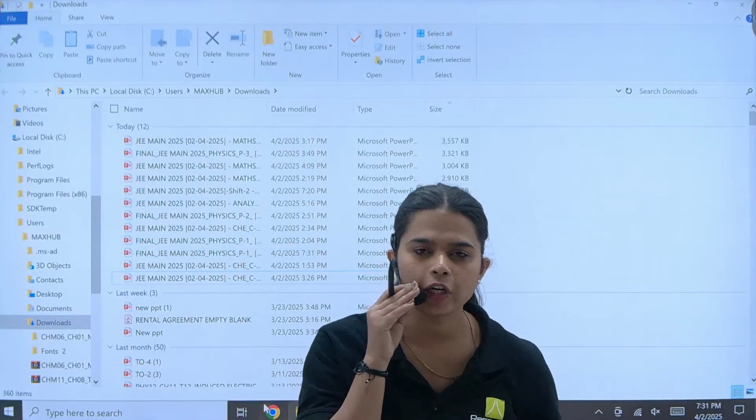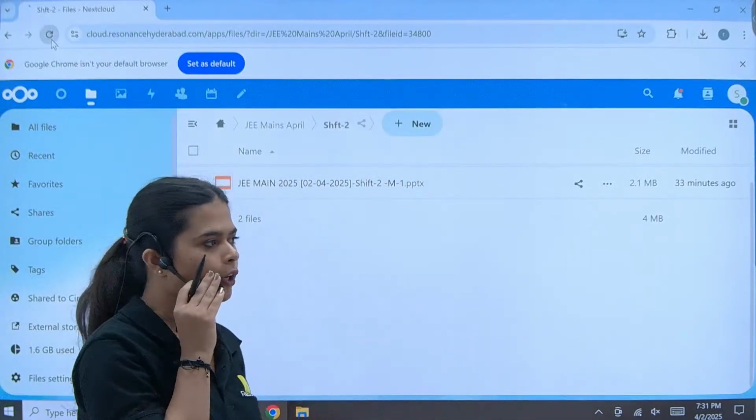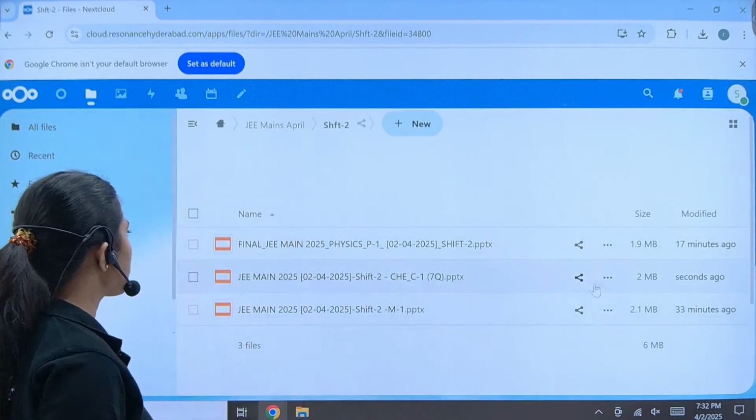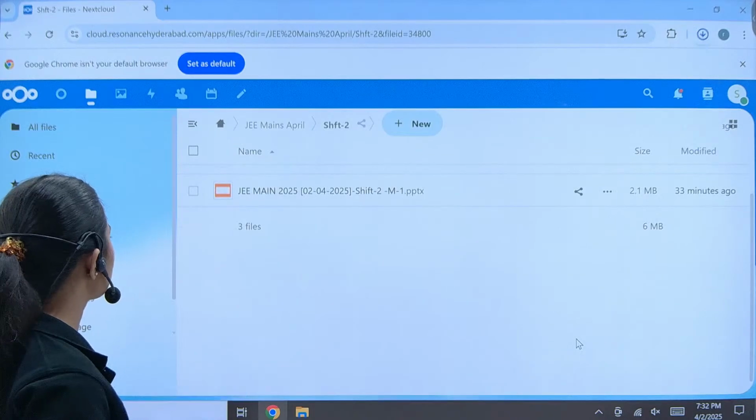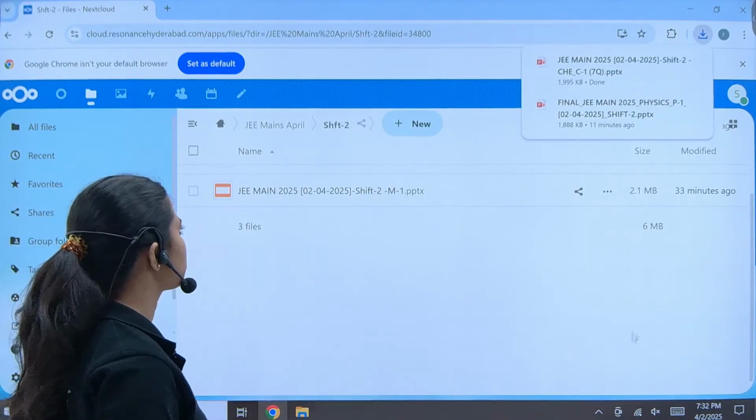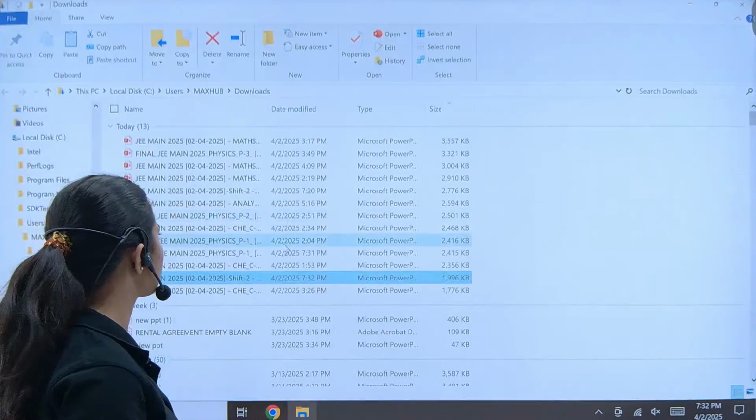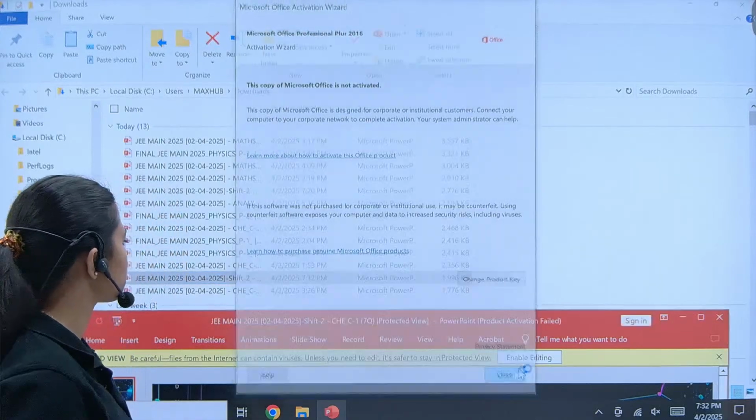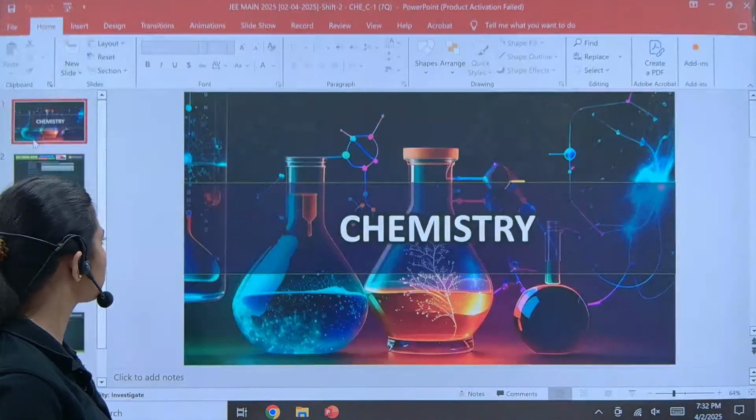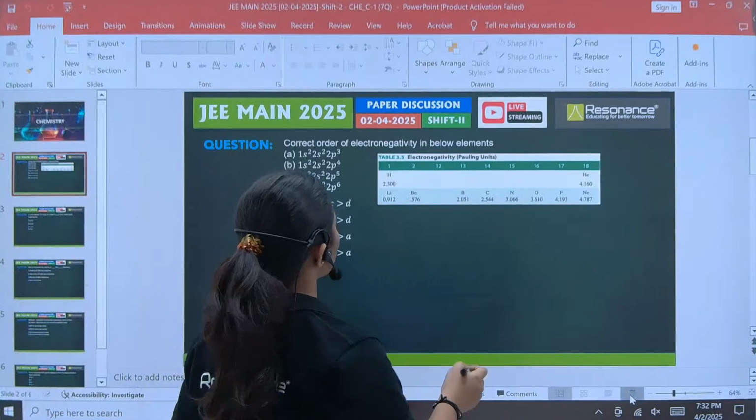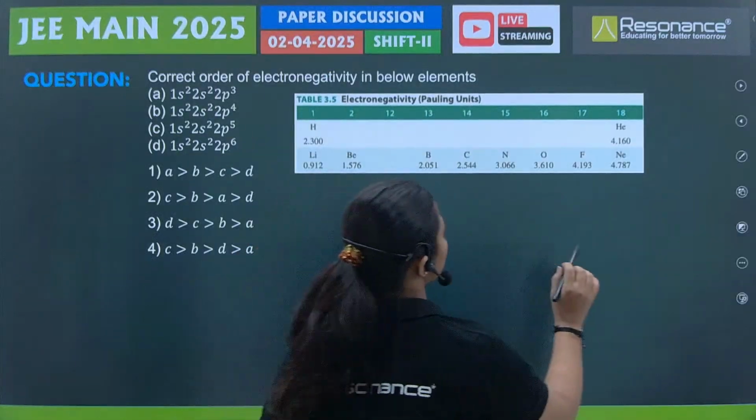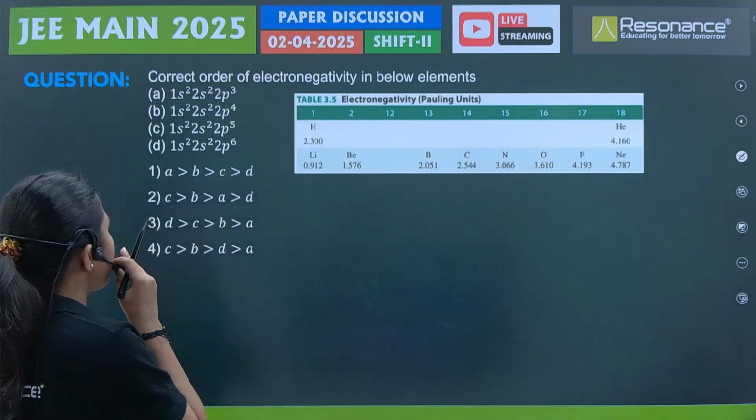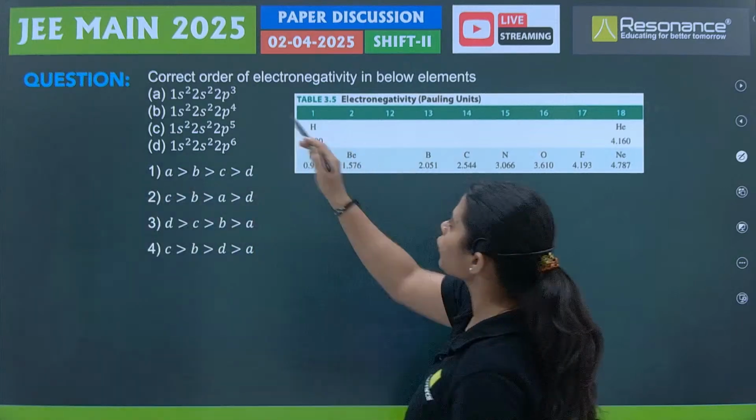Hello everyone, now we will do the questions of chemistry of this shift. What we have seen is the paper was of moderate level. Now the first question that is going to come is, okay, so this is the first question we have to see.